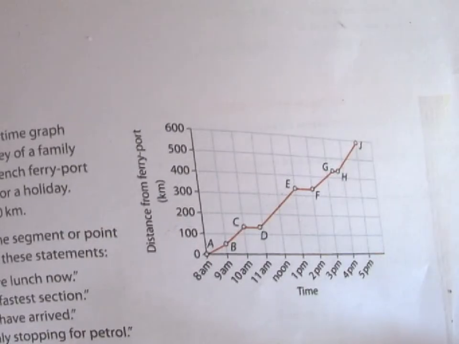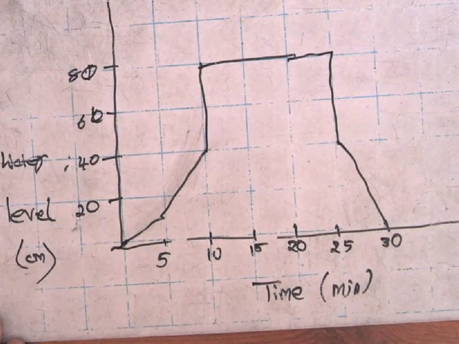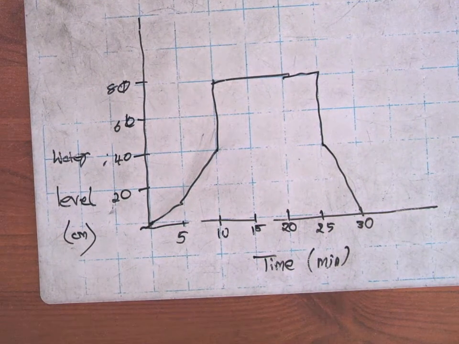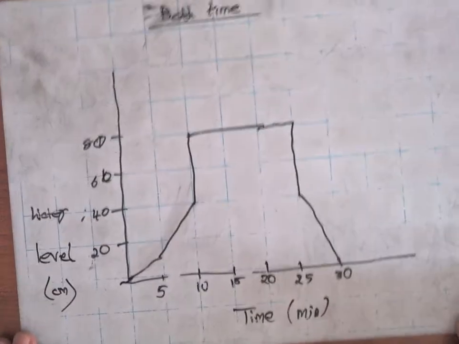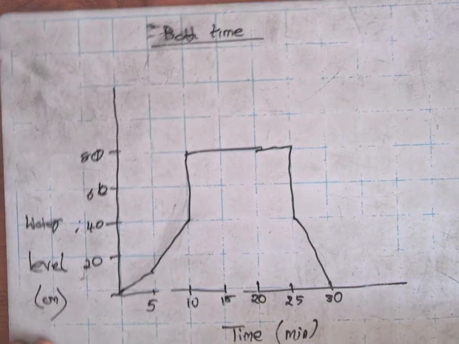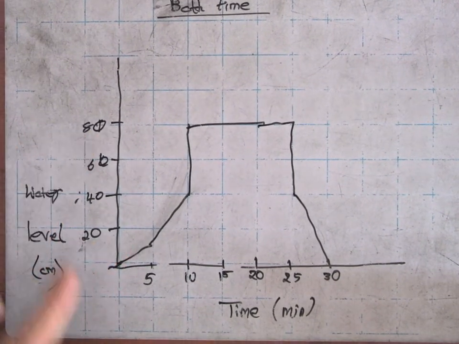I have one more graph to show you, and it's not a distance speed graph, but a height time graph, a distance time graph. Height is the same, it's bath time. So this is somebody having a bath. This is the height of the water level, and this is the time.